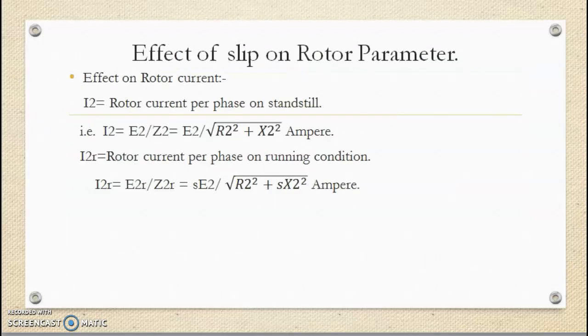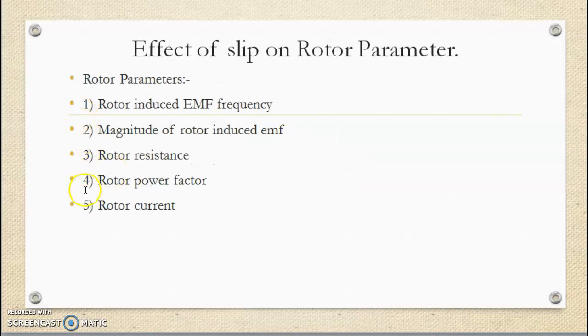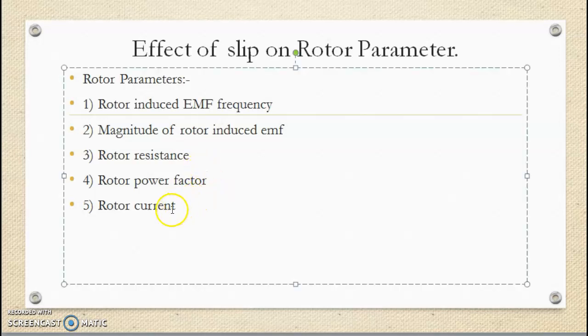We have discussed all 5 parameters: the rotor frequency fr is equal to sf, then the magnitude of rotor induced EMF E2R is equal to sE2, then the rotor resistance will be the same, the rotor reactance X2R is equal to sX2, the rotor power factor we have derived, and the rotor current also we have derived. So this is the effect of slip on rotor parameters.